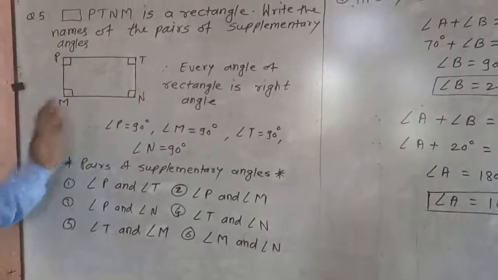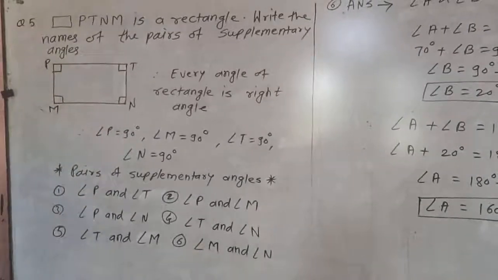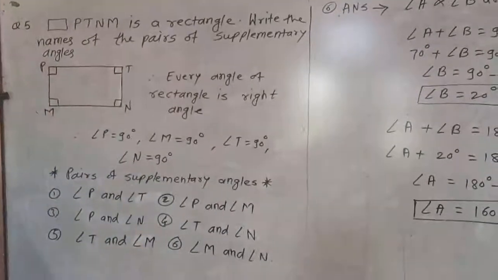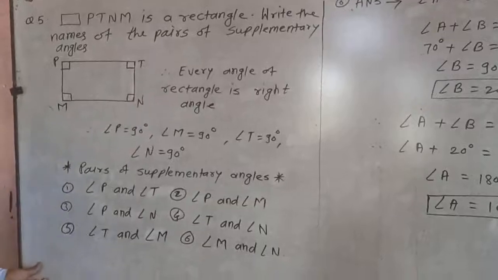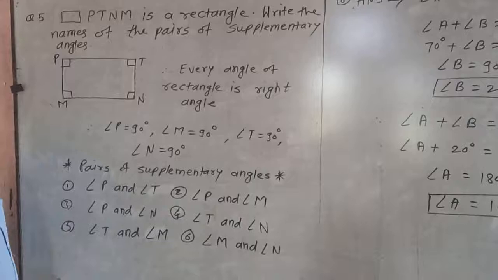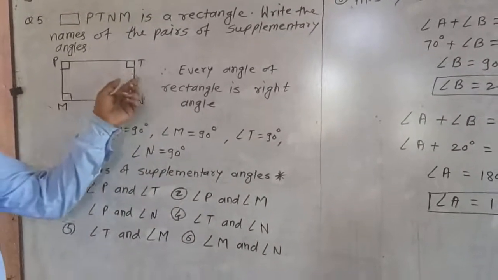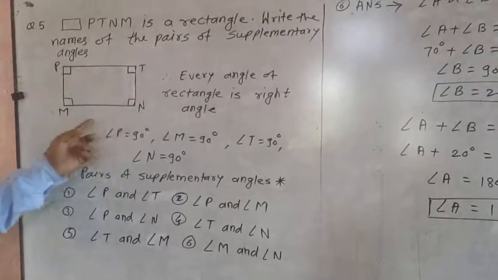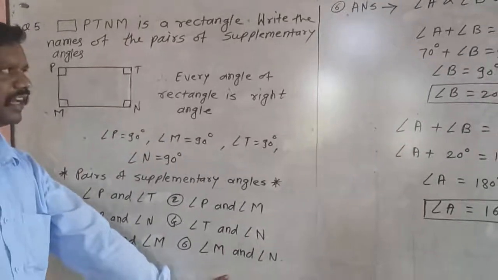Means every angle is supplementary to the other three angles. Why? Because every angle of a rectangle is a right angle. And what is the definition of supplementary angles? When the sum of the measures of two angles is 180 degrees, they are called supplementary angles. Here P and T is the first pair, P and M the second pair, P and N the third pair, and how many do we get? We get 6 pairs of supplementary angles.